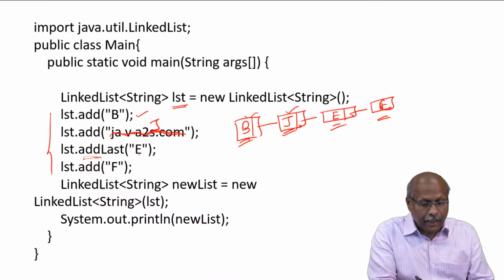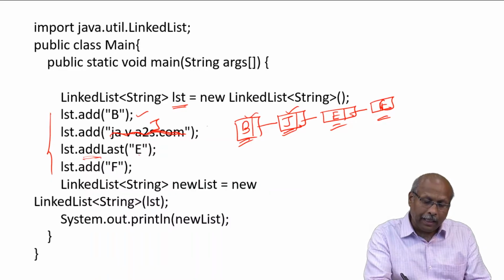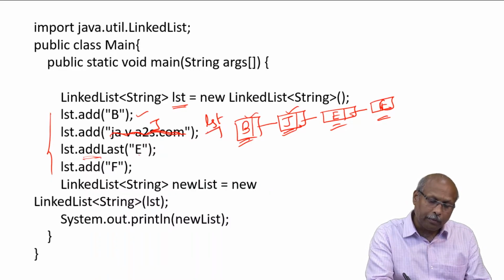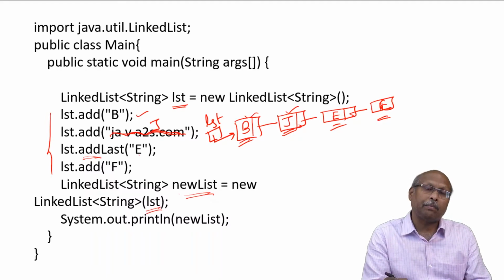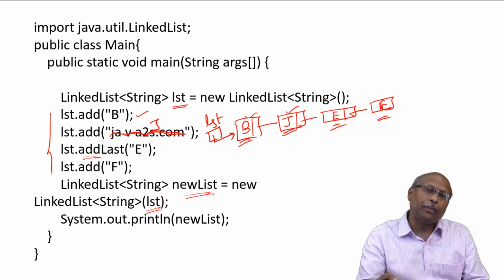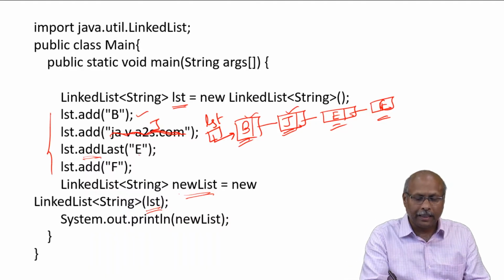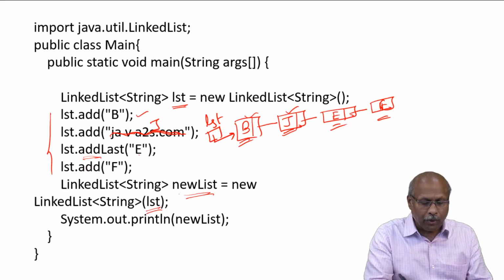Now, I am creating one more list. This is my LST object. This LST object is referring to this area. Now, I am creating a new list with LST as the item. That means you can create one more linked list with the help of an existing linked list. So, it will create one more list.